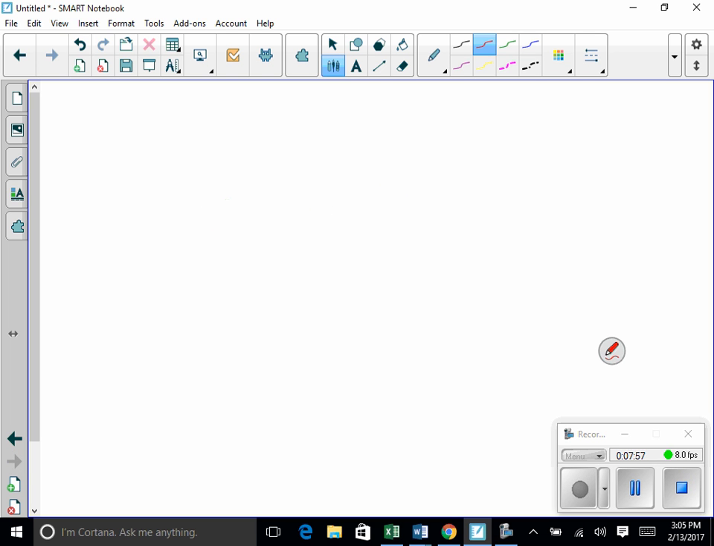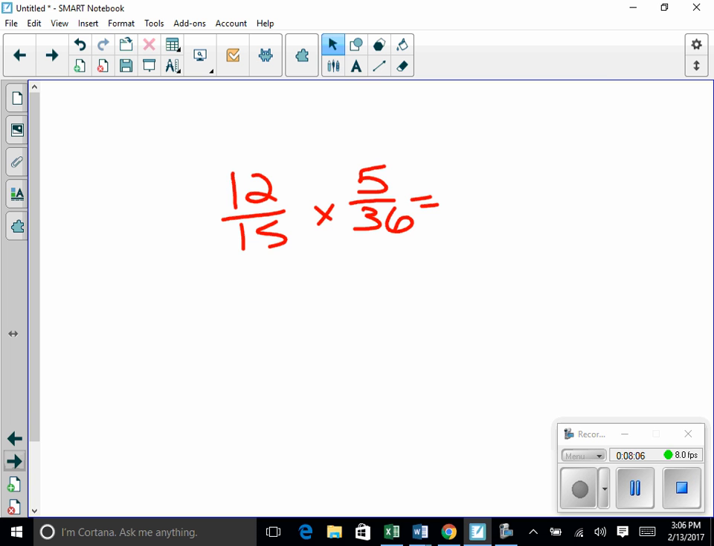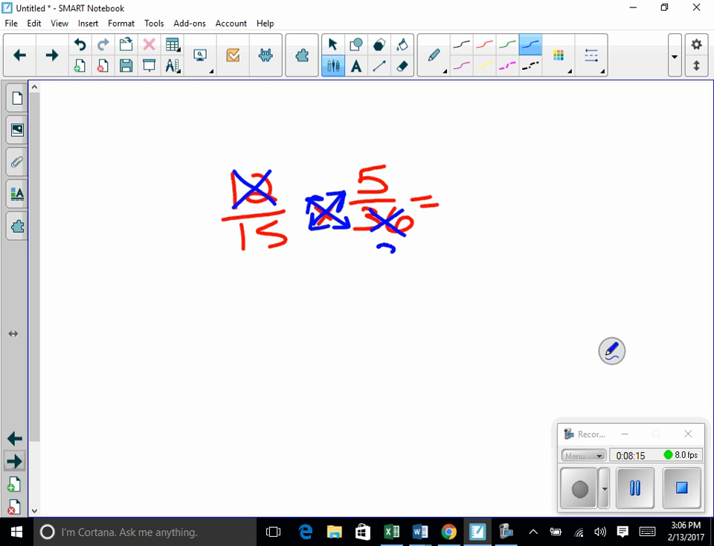Next, 12 over 15 times 5 over 36. This one's kind of a fun one. If you look at it, we're going to be able to reduce both ways. So start here. 12 goes into 36 3 times. 12 goes into 12 1 time. 5 goes into 15 3 times. So we have 1/3 times 1/3. That's our new problem, a lot easier than the other one. And that equals 1/9.